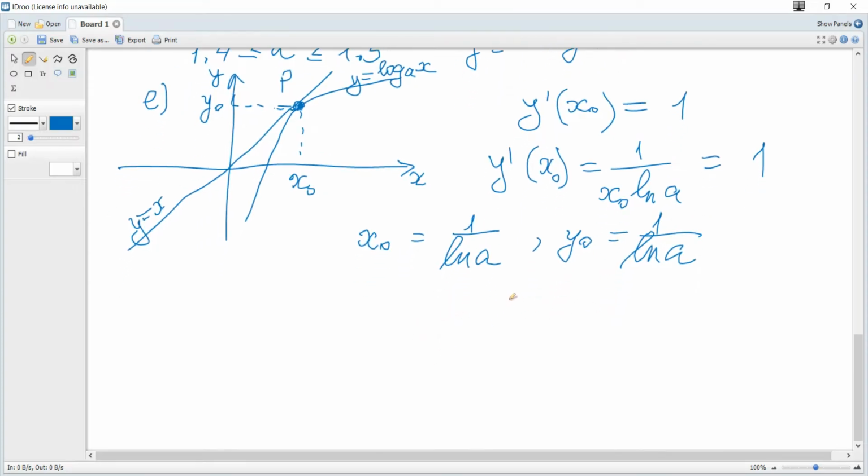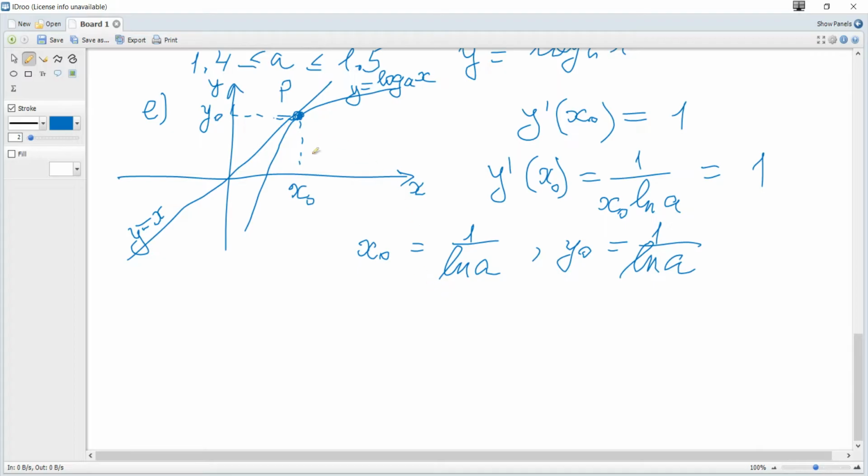How to find a? Since this point x0, y0 belongs to the graph of this function, y is log a x, we can substitute for x and y and get an equation. So it becomes 1 over ln a, its y is log to the base a of x, but x is 1 over ln a, and we need to solve it for a. How to do that?